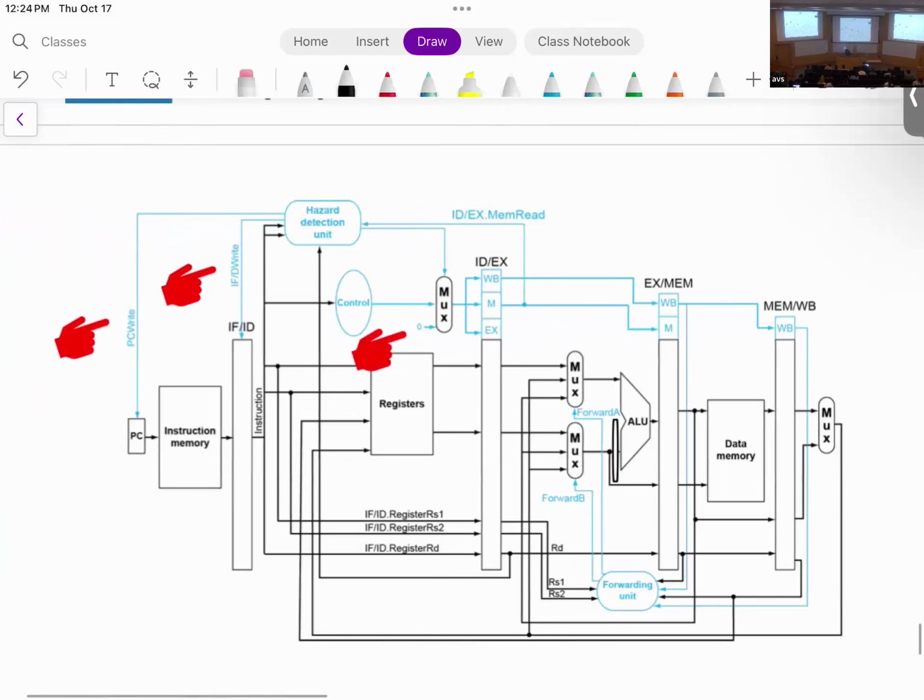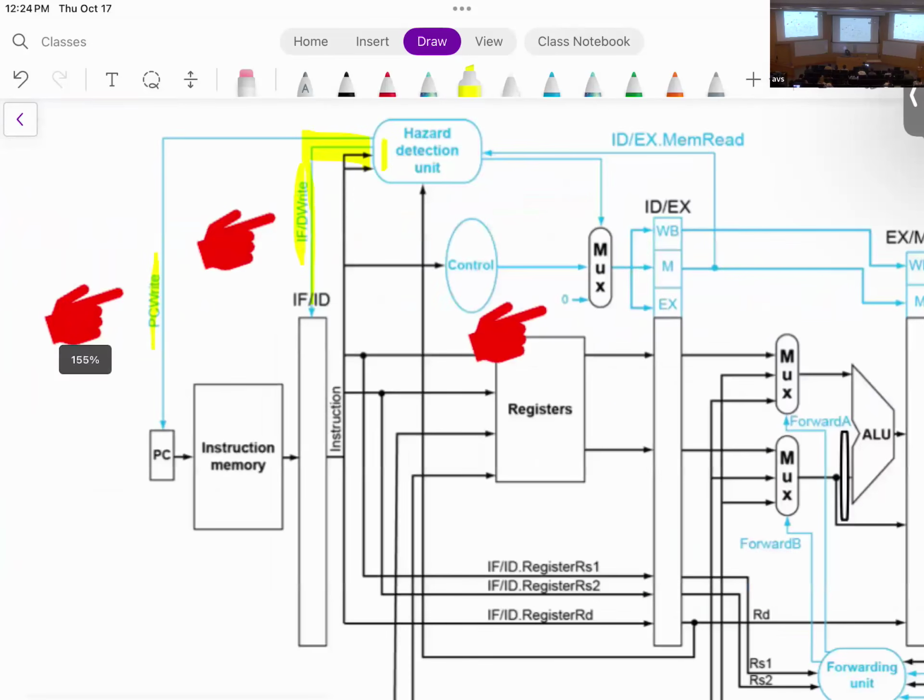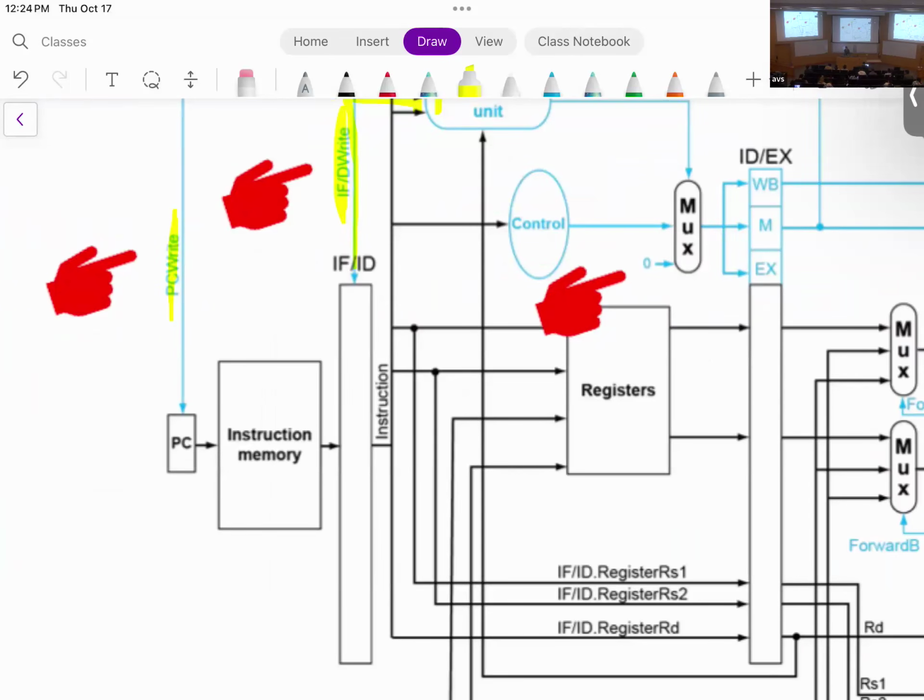So the first thing we're going to do is that, as you can see, the hazard detection unit has control signals called PCWrite and IF/ID Write. These are the write enables. If they are equal to 0, this PC register and this pipeline register are not going to get updated. In other words, we freeze the instruction in the fetch stage and we freeze the instruction in the decode stage. If we don't let these two registers get updated, we keep having the same two instructions here.